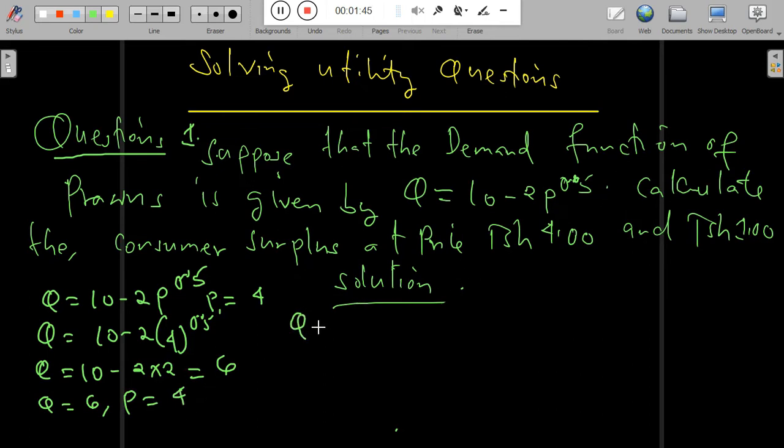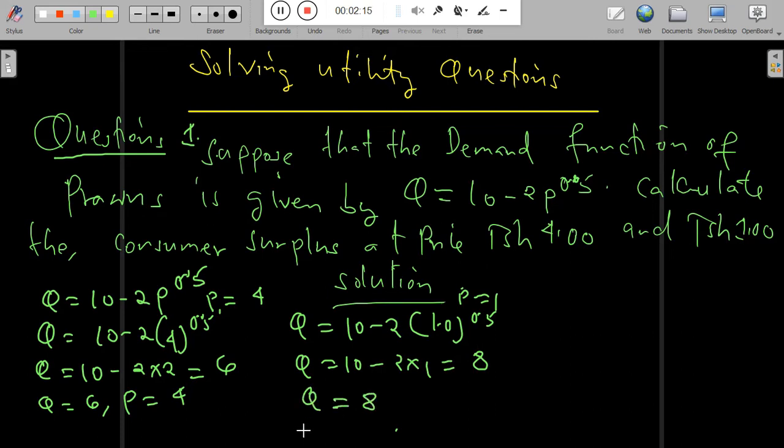Now we find the second output level of the demand function. Instead of plugging in the first price, we plug in the second price, which is equal to 1. So our second output level Q will be equal to (10 minus 2 times 1) raised to the power of 0.5. This gives exactly 2 times 1, so the output level is equal to 8. The second output level is 8 and the second price is 1.